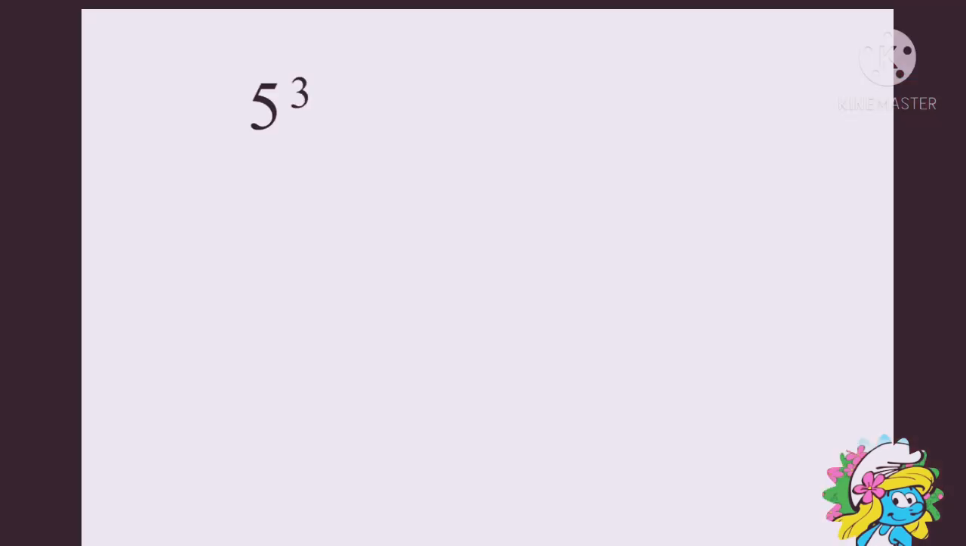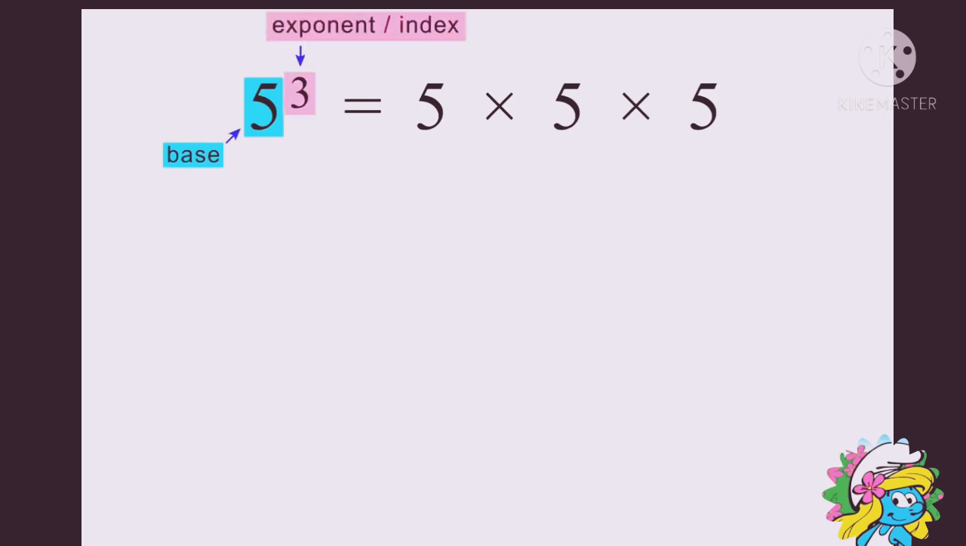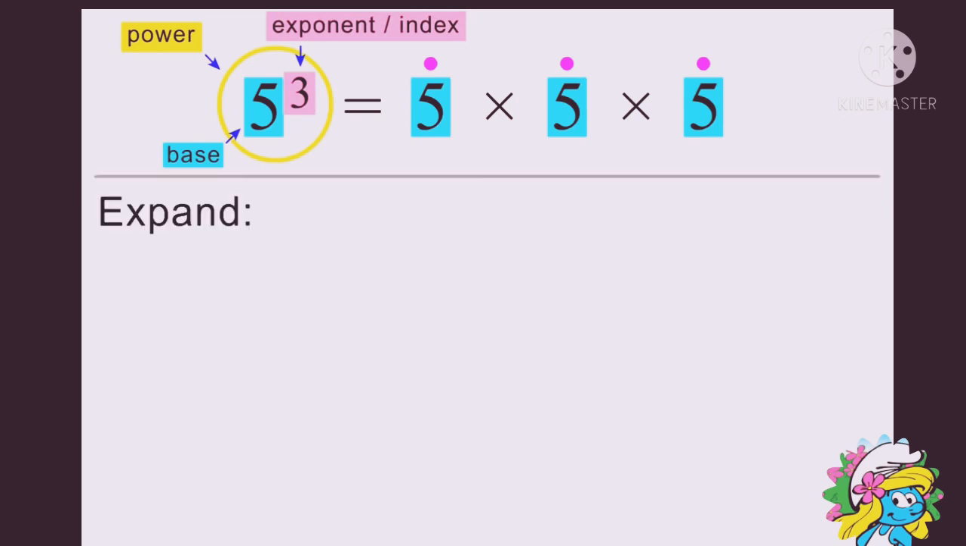By now you should know what 5 cubed means. It means multiply 5 by itself 3 times. We call 5 the base, and 3 the exponent or index. The base tells us what to multiply, and the exponent tells us how many times to multiply. And the whole lot together is called the power, which is why we can also read this as 5 to the power of 3, written out as 5 times 5 times 5.